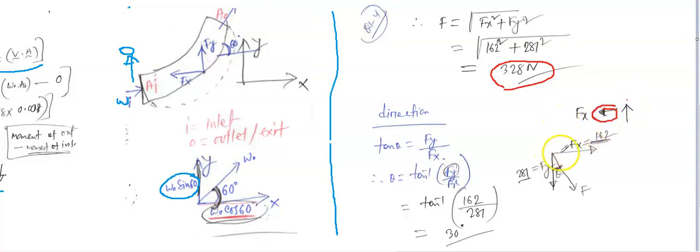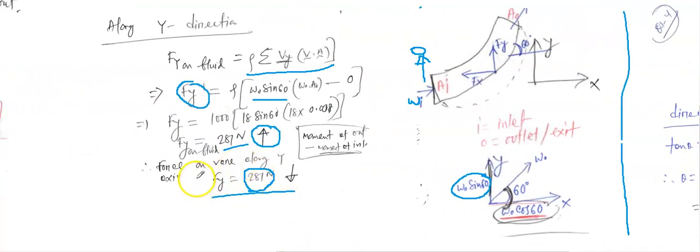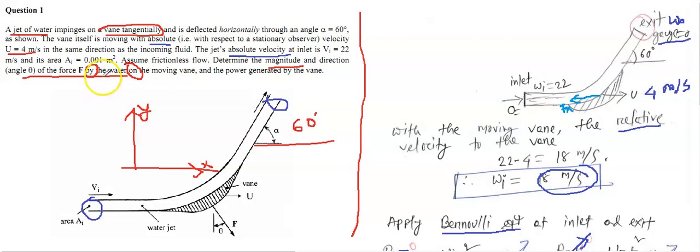So now we're calculating the angle. We said okay, Fx is this. Fy was the positive direction, but you see, we said Fy is negative. This is actually the force on the vane along the y-axis. So you see, we have this force along this direction, and this is the resultant force. Now, why are we taking that? We need to calculate the angle of the force by the water on the moving vane. So that's the important thing.